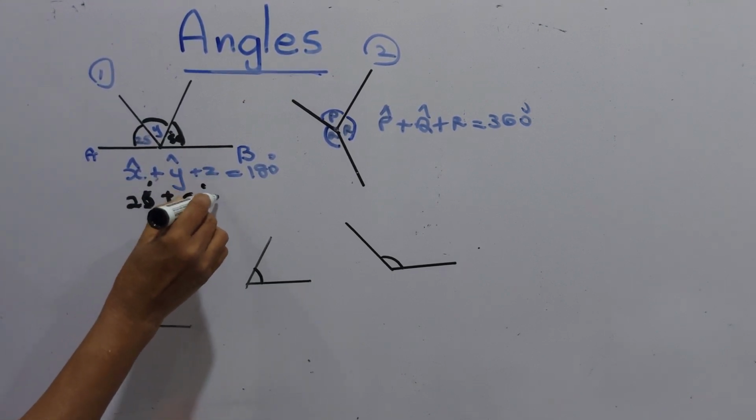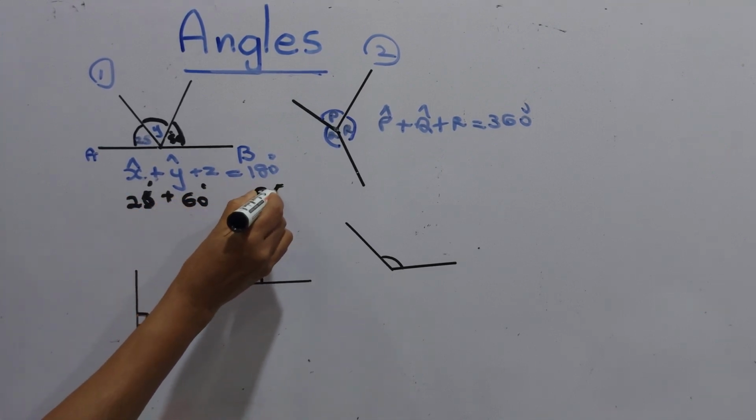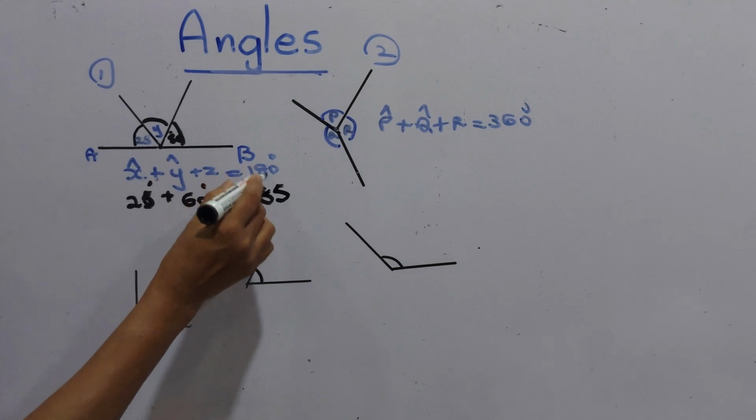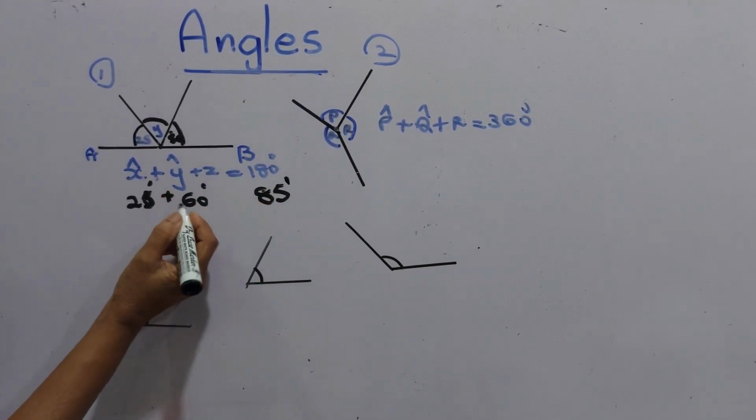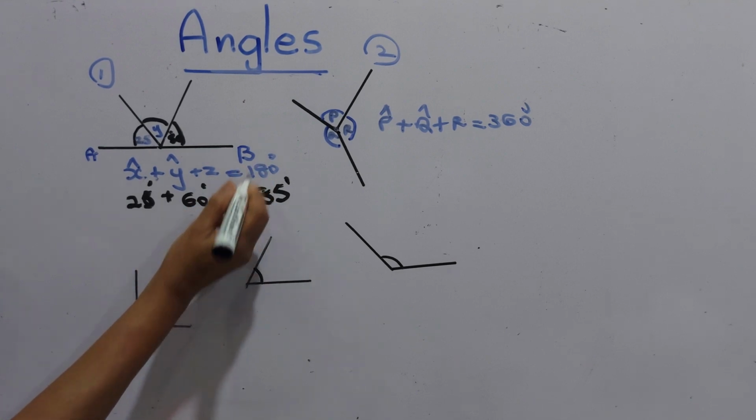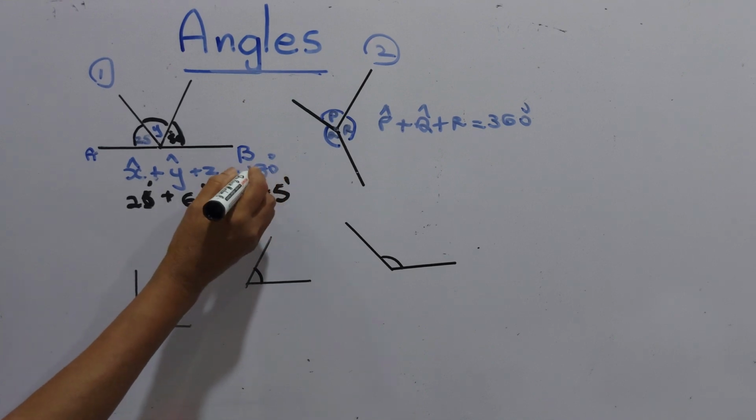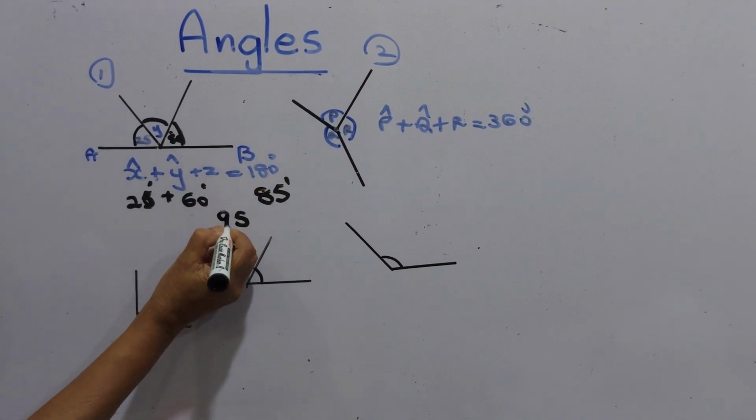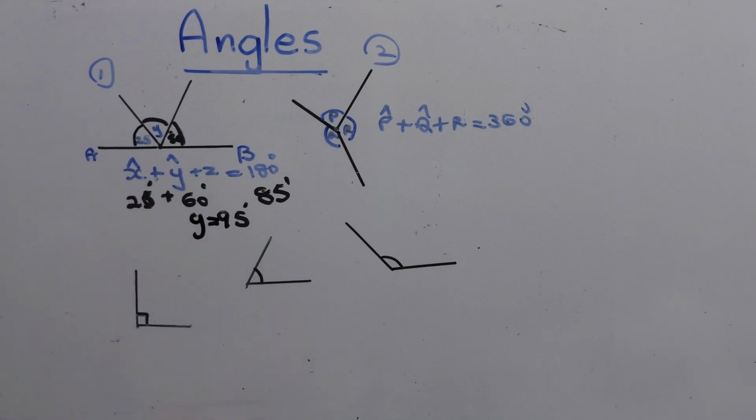We are going to find the angle Y. These two added make 85 degrees. Then we have to take away 85 degrees from 180 degrees. Then that is 95 degrees. Angle Y equals 95 degrees. That is the way we can find out the value of an angle.